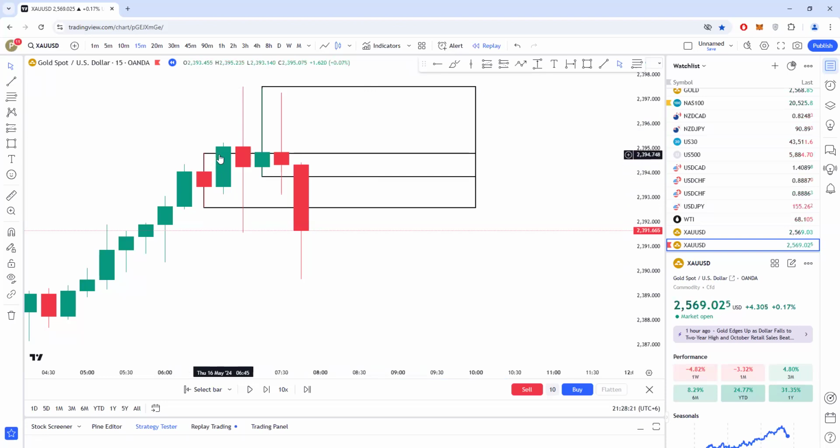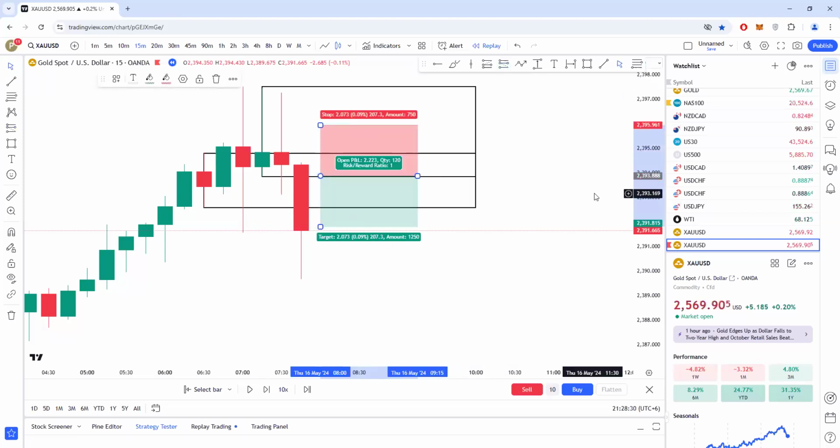1, we have a buy, we have a failed, we have a sell, and we have an intersection, okay? So this intersection area would be your entry area.